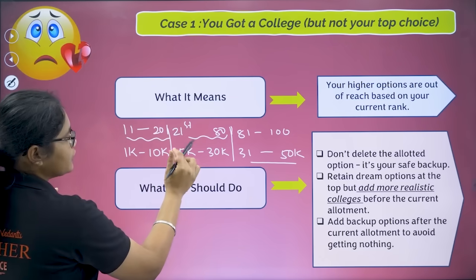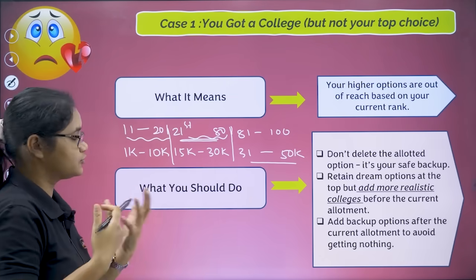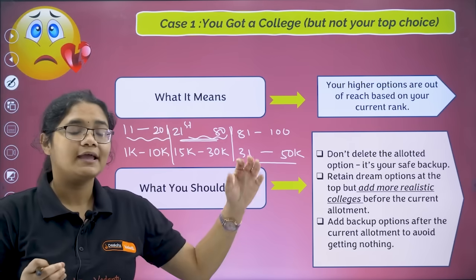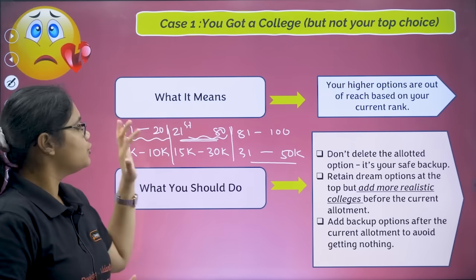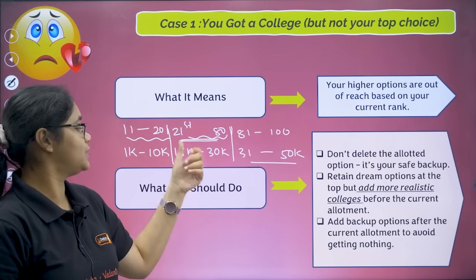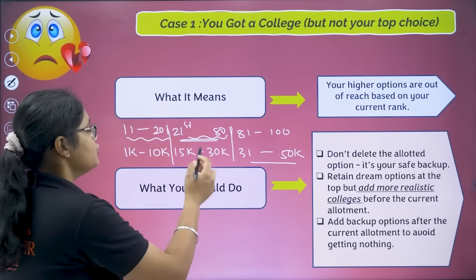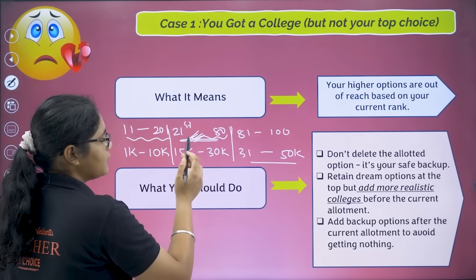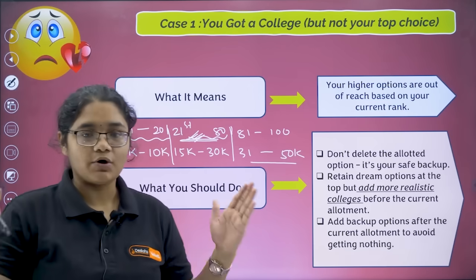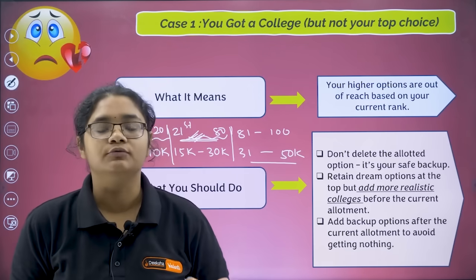So now you are increasing the range of those colleges which are more realistic according to your rank. You are not deleting the dream colleges, but you are increasing the realistic options. So in this way, what will happen? You will get the top options, like if you have added this many colleges in this list, top options you will be getting.